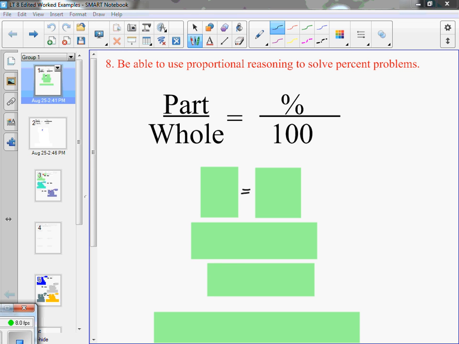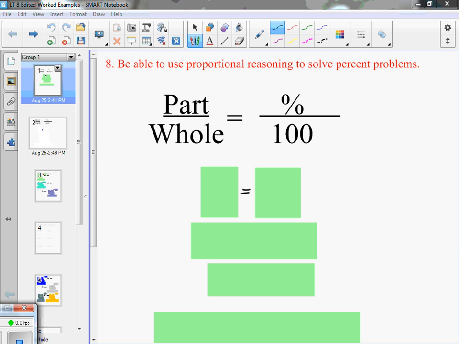So one of your fractions is always going to be something over 100. Now, I don't think it'll ever be the 100 that's the x. So it'll be something over 100. It could be x over 100, could be an actual number over 100. But one of your two fractions in your proportion will be something over 100. Now, the reason for that is because that's what the word percent means.